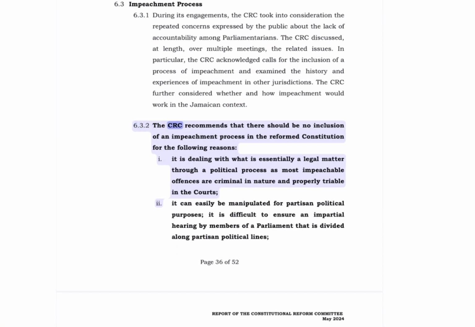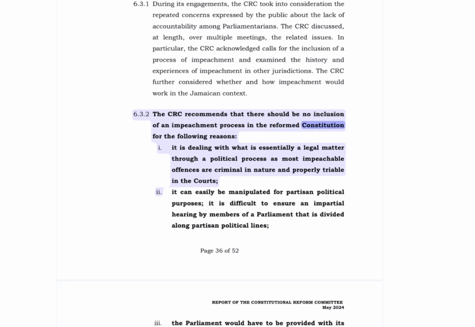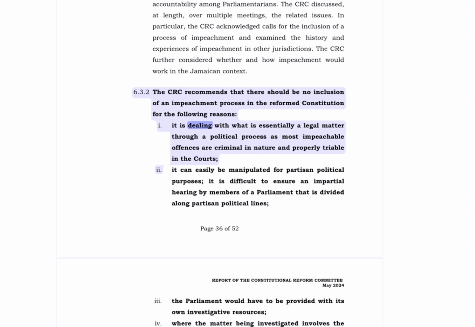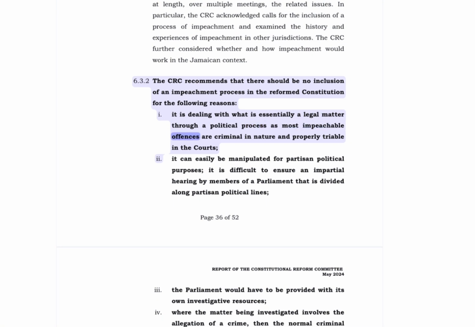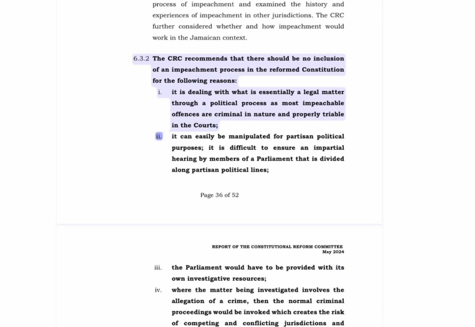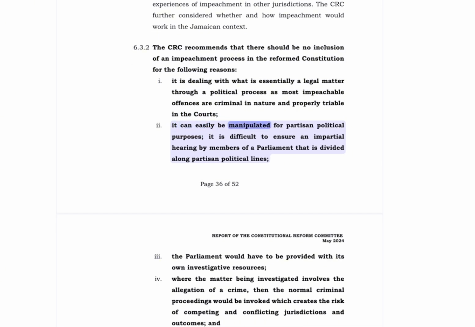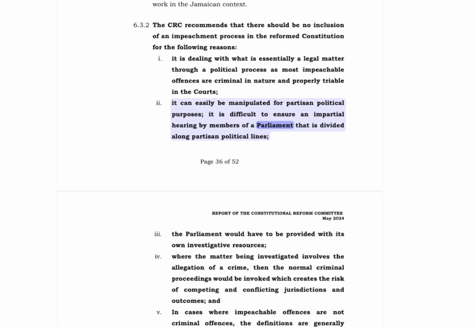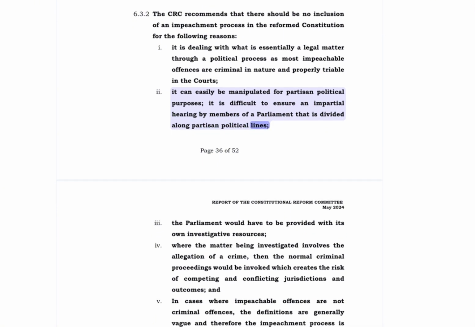6.3.2 The CRC recommends that there should be no inclusion of an impeachment process in the reformed constitution for the following reasons. 1. It is dealing with what is essentially a legal matter through a political process, as most impeachable offenses are criminal in nature and properly triable in the courts. 2. It can easily be manipulated for partisan political purposes. 3. It is difficult to ensure an impartial hearing by members of a parliament that is divided along partisan political lines.